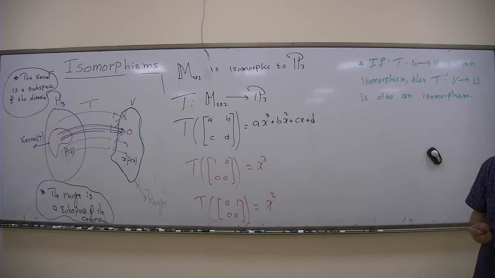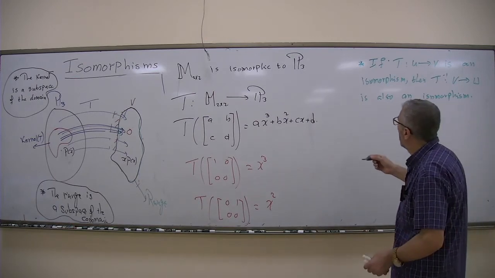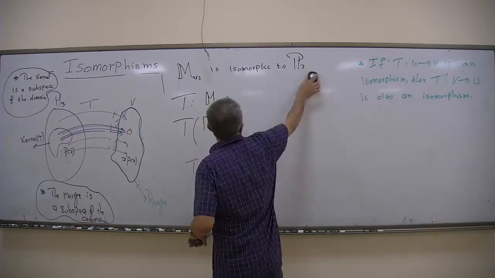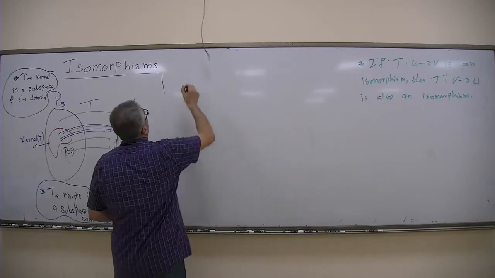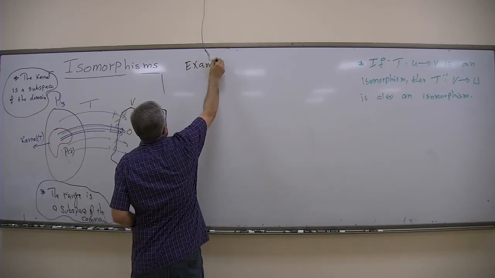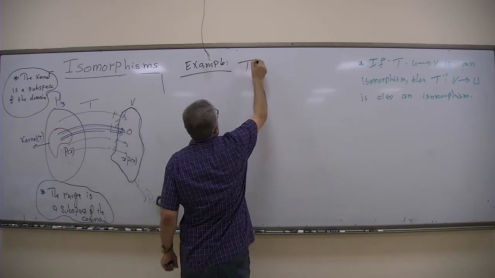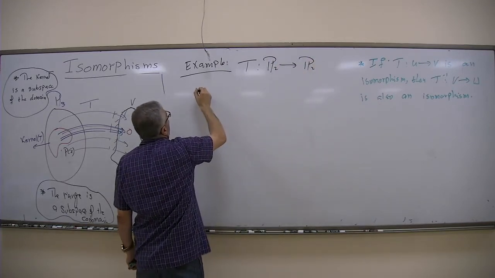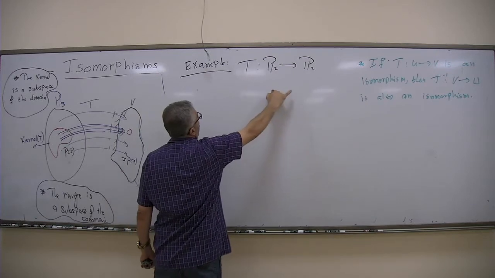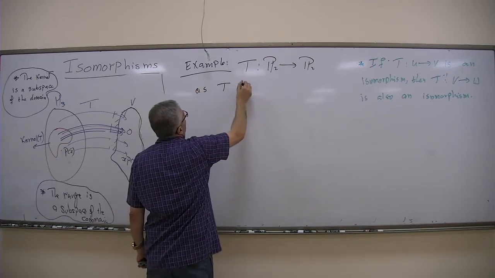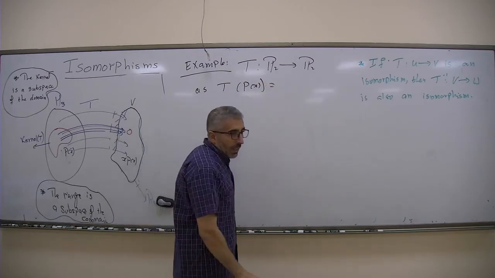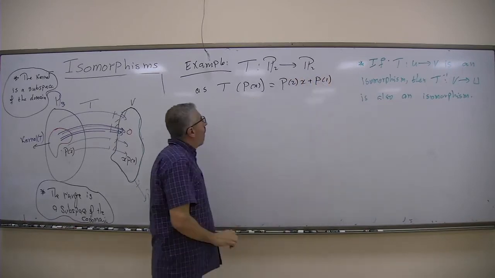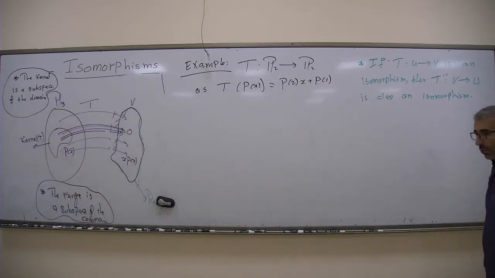Let me take this one. I'm going to define T from P2 to P2 as T of p(x) equals p(2)x plus p(1). Is this one-to-one? Is this onto?